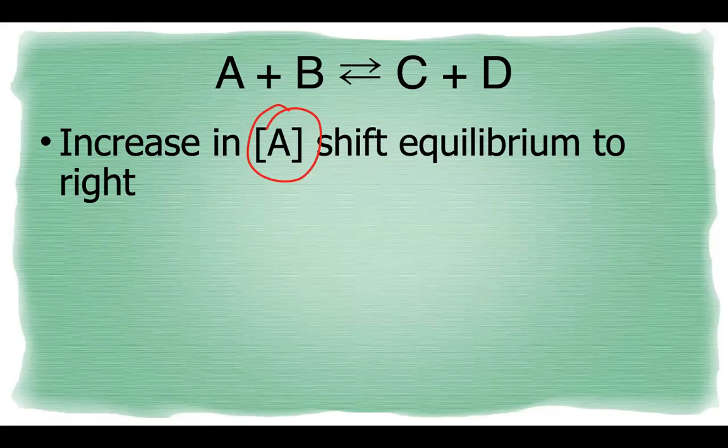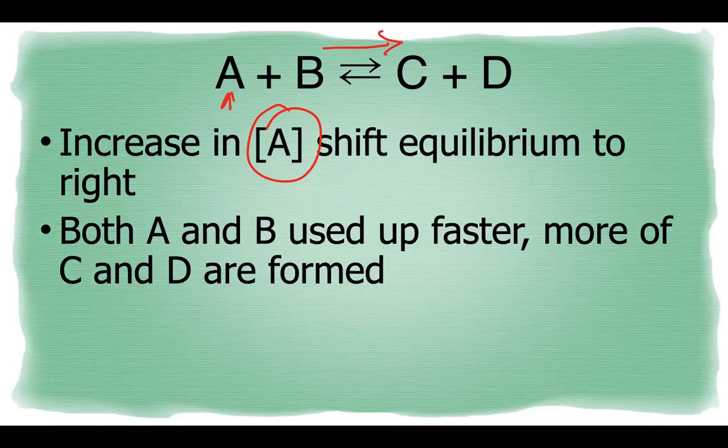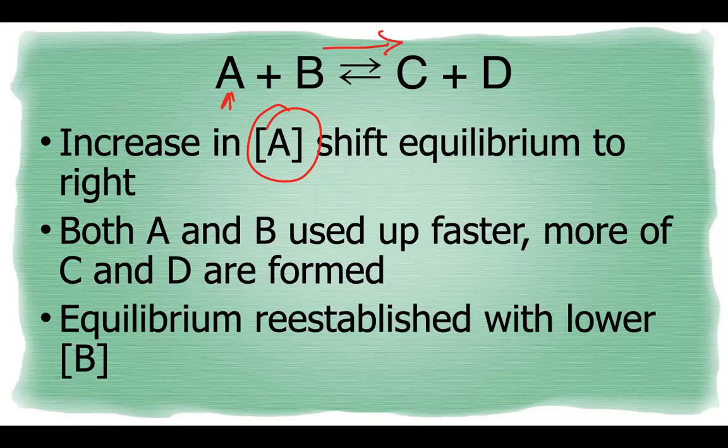So if we increase the amount of A, the system is like, no, there's too much A. I want to get rid of that. So it's going to shift to the right to use up that excess A. But keep in mind, we haven't changed the concentration of B, C, or D. So both A and B are going to be used up faster, and we're going to form more C and D. So when the new equilibrium is reached, there's going to be a lower concentration of B because all we did was add more A.